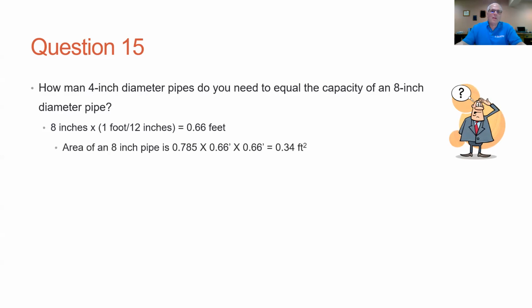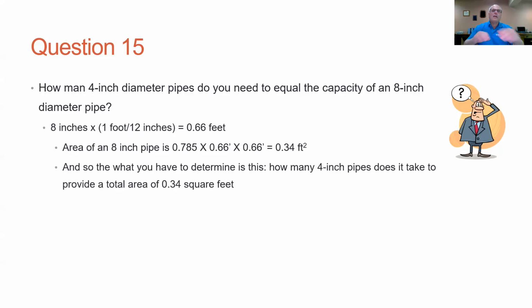And then I figured out the area of an 8-inch pipe. It's going to be 0.785 times 0.66 times 0.66. In other words, the diameter squared. I come up with 0.34 square feet. And so what we're trying to determine here is this. How many 4-inch pipe areas does it take to equal that 0.34 square feet, which is the area of the 8-inch pipe? So let's work that out.